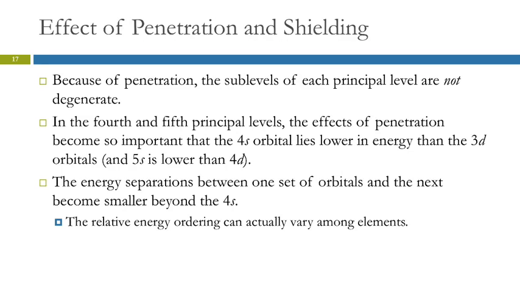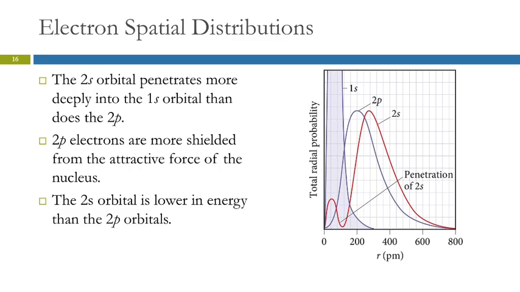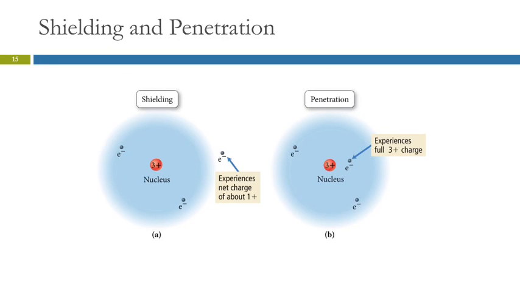Yes? Can you say the difference between shielding and penetration again? Yeah, the difference between shielding and penetration. So shielding is this effect where electrons that are in lower shells within the atom, so these would be n equals 1 electrons, and this is n equals 2, are closer to the nucleus, and so they're going to shield this one from the charge of the nucleus.